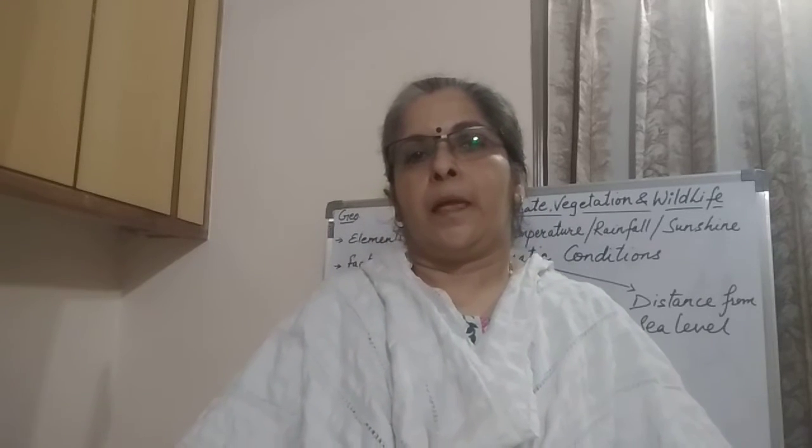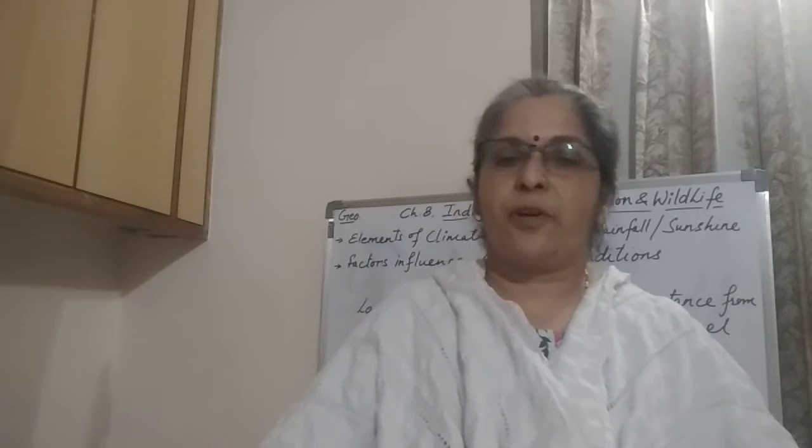Today's chapter 8 is India, its climate, vegetation, and wildlife. After doing chapter number 7, India with political and physical divisions, now we come to the climate, vegetation, and wildlife. First of all, I want to take climate.